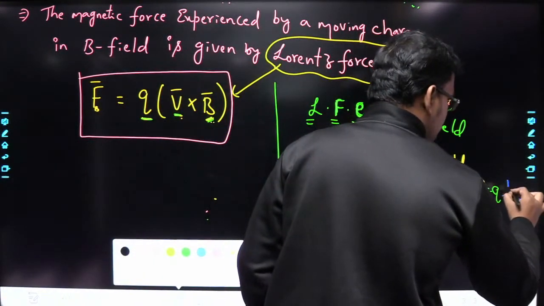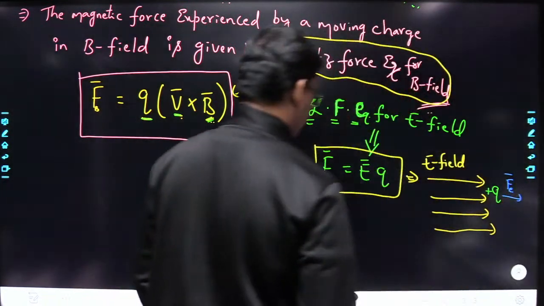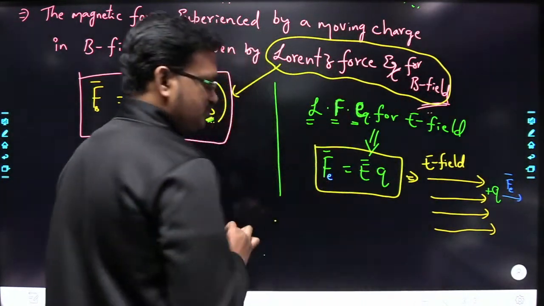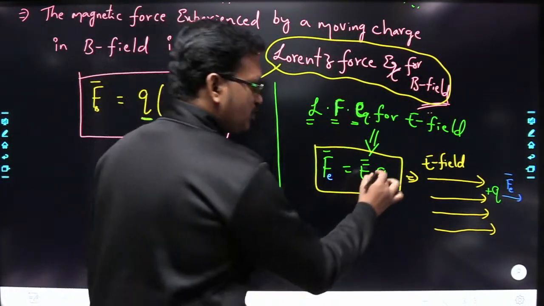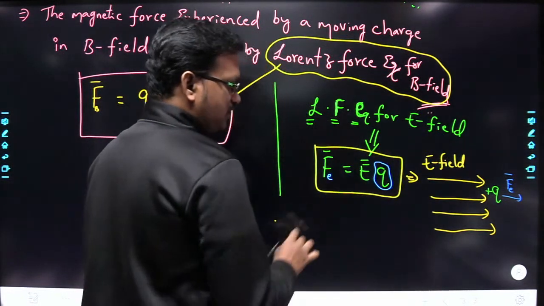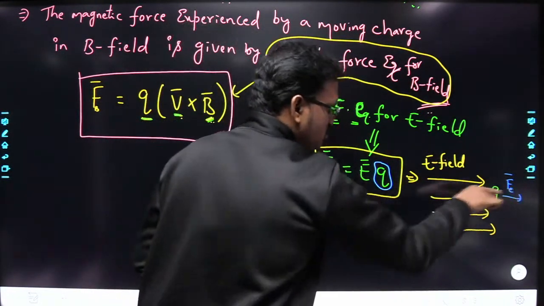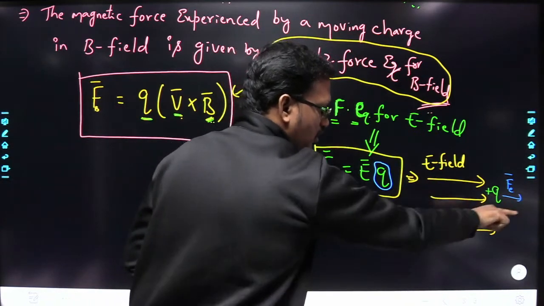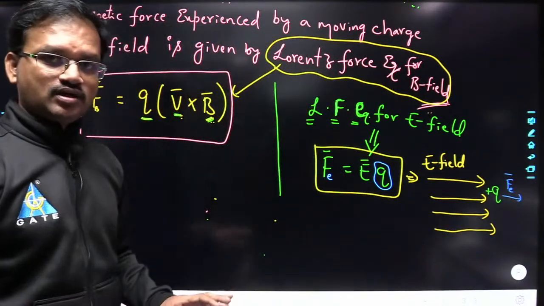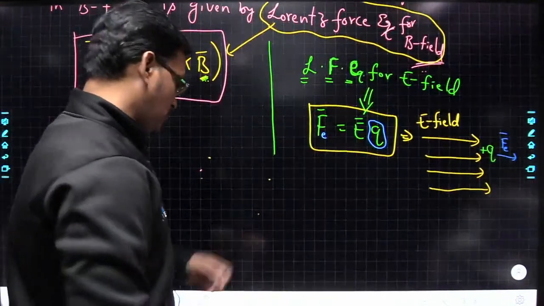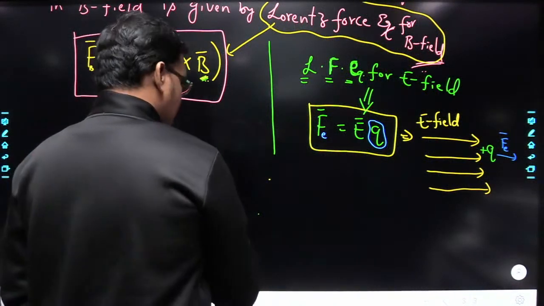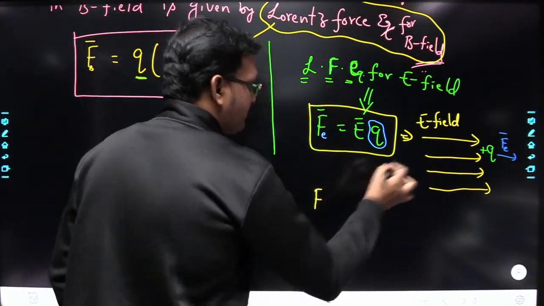So this is the direction of the electrical force. Here this is the electrical force. That means if Q is positive, then the direction of the electrical force and the electric field are both in the same direction. Right? Okay.